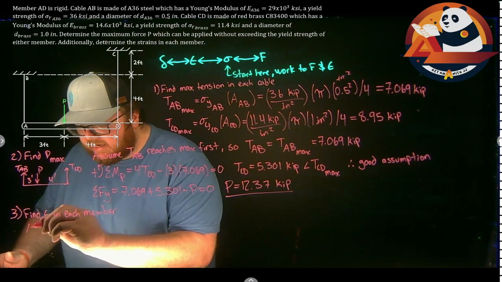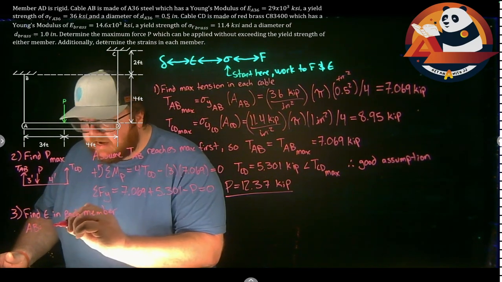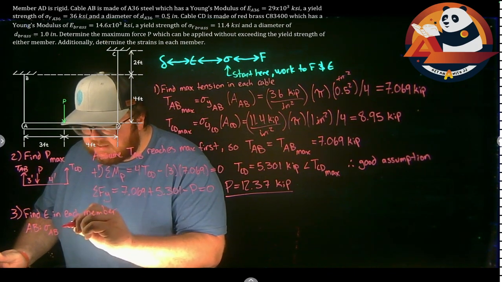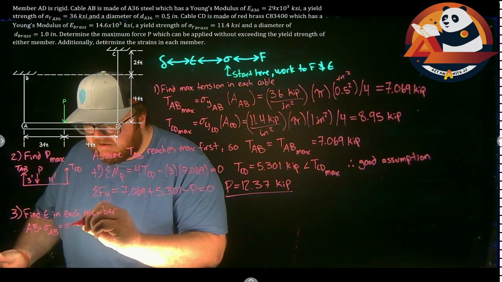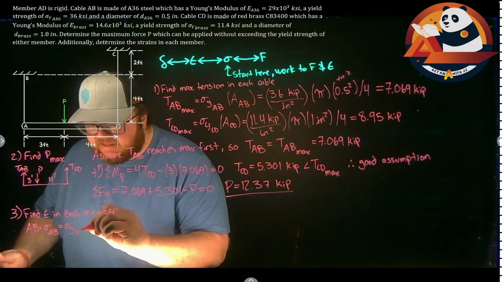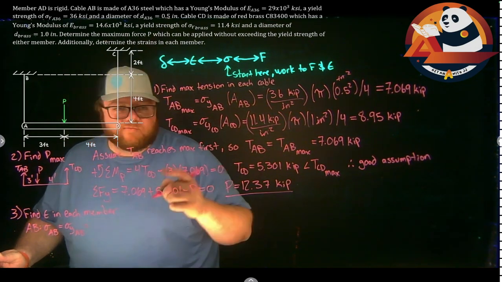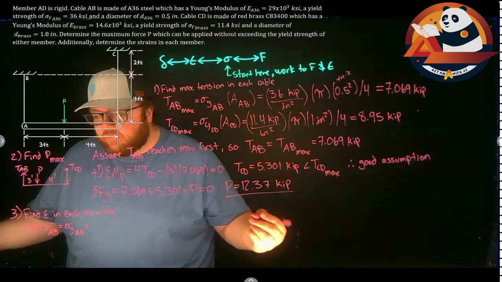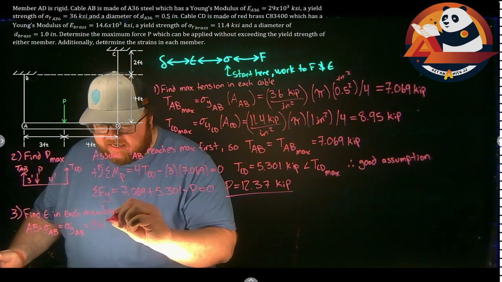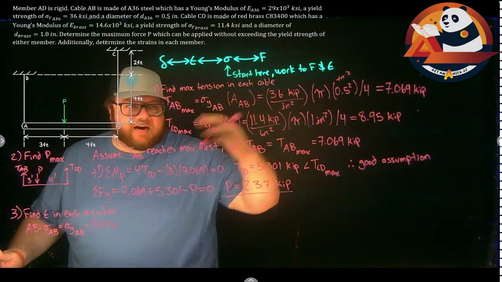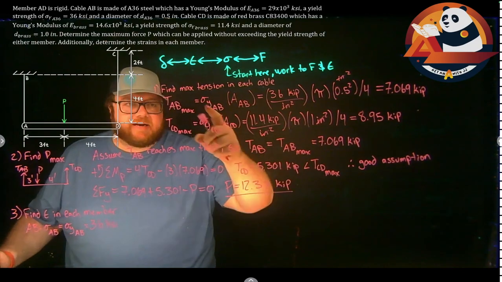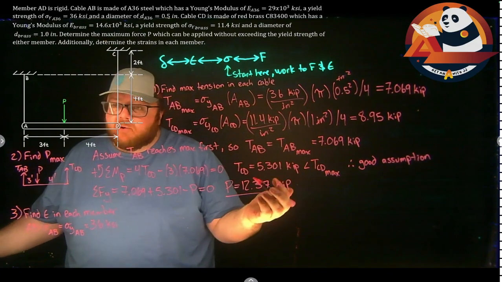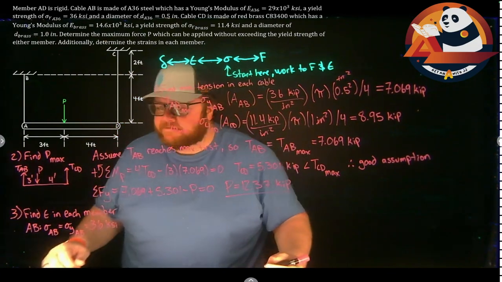In AB then, my sigma AB, let's actually find this. Sigma AB should be my sigma Y AB, because it's the one that's hitting its max value. We found that already. If we came in and actually did this, P over A, we would get that it is 36 KSI. But we kind of based TAB on that idea. TAB was 36 times the area, 7.069. We know we're at 36. That's kind of how we set up our problem in here.